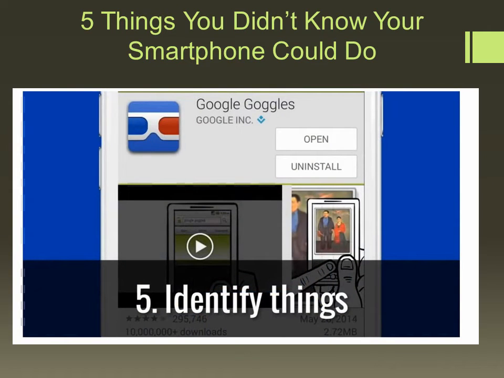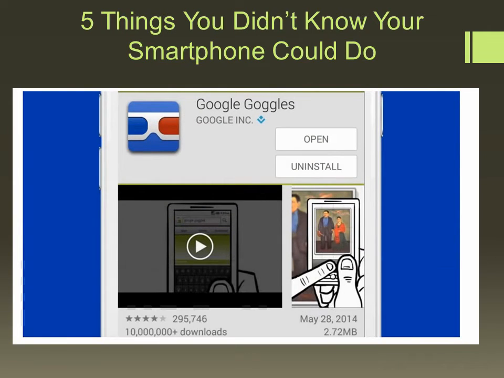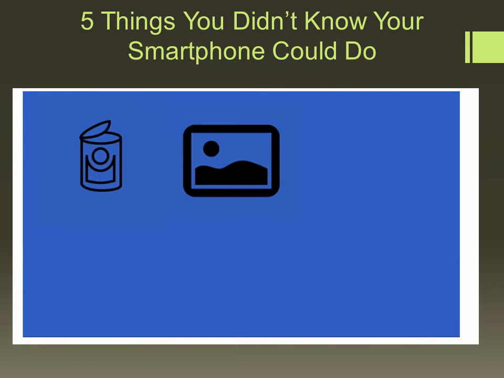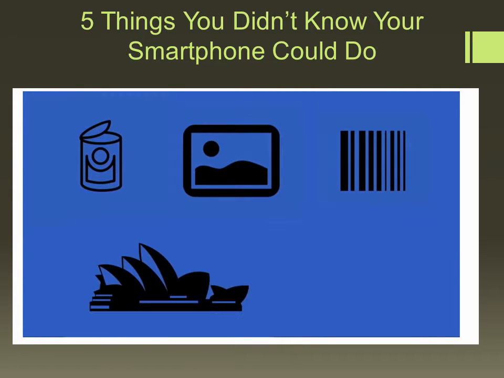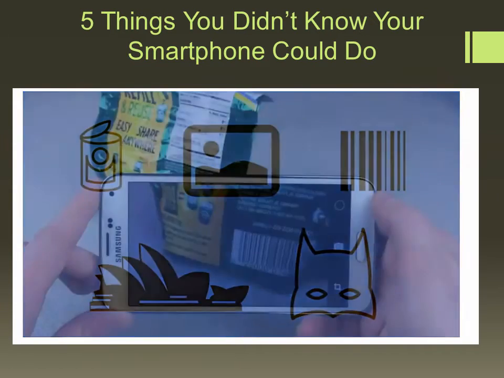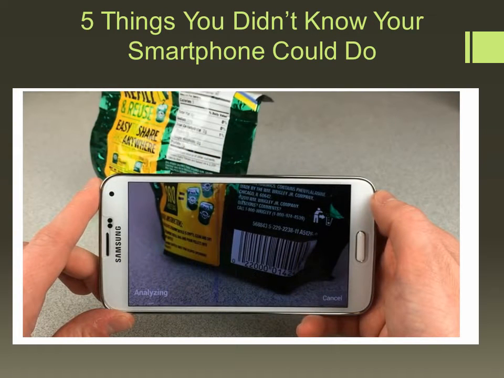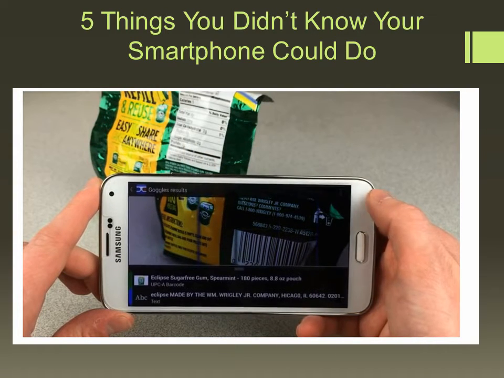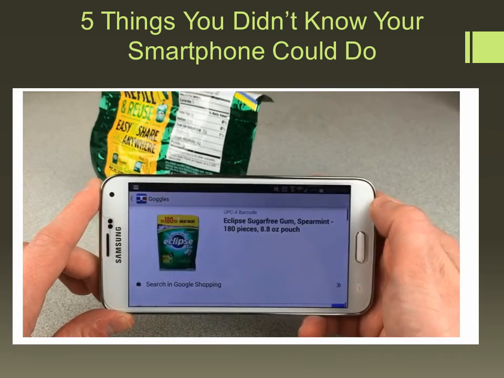The Google Goggles app for Android gives you the ability to identify things like products, paintings, barcodes, famous landmarks, or popular images. Just take a picture, and if Google can match it to something in its database, it will provide you with relevant or useful information.